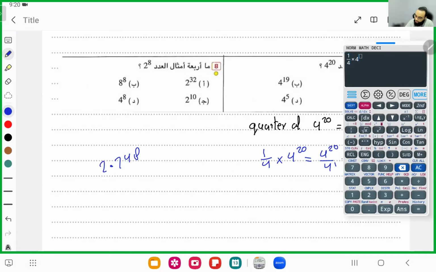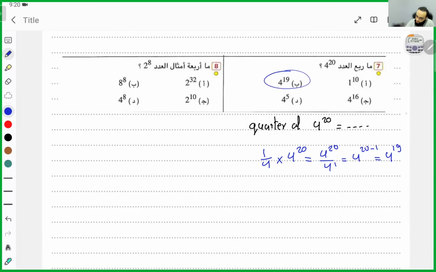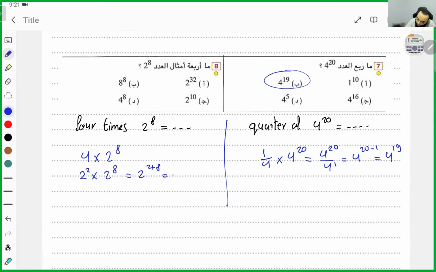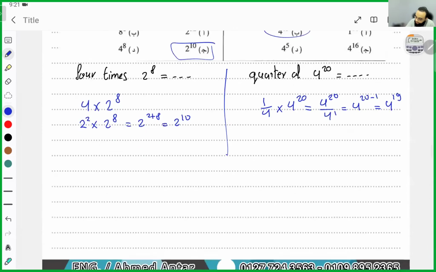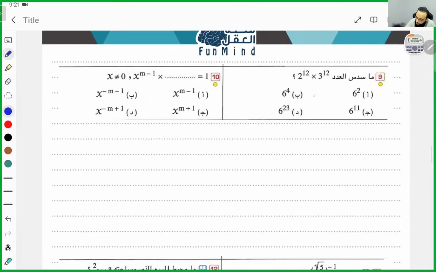4 times 2 to the power of 20 is going to be the same, correct? Understood. So choose this. That's it. If you have one like 4 times 2 to the power of 8, I'll write the 4 as 2 to the power of 2 times 2 to the power of 8. Then it's 2 to the power of 2 plus 8, then it's 2 to the power of 10.